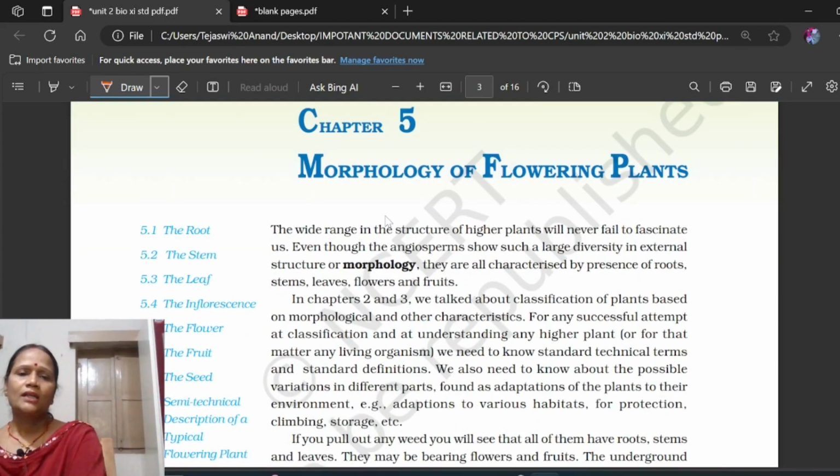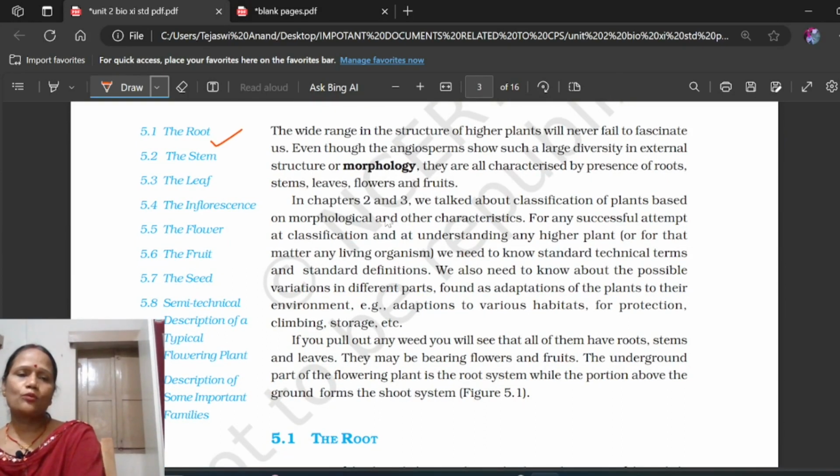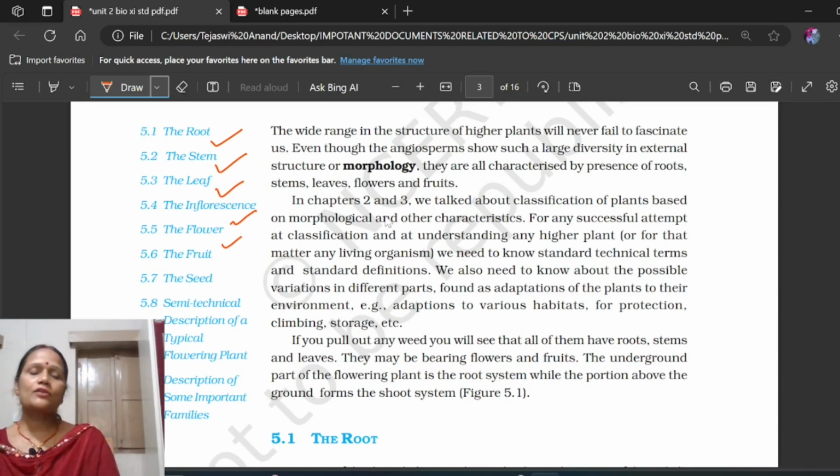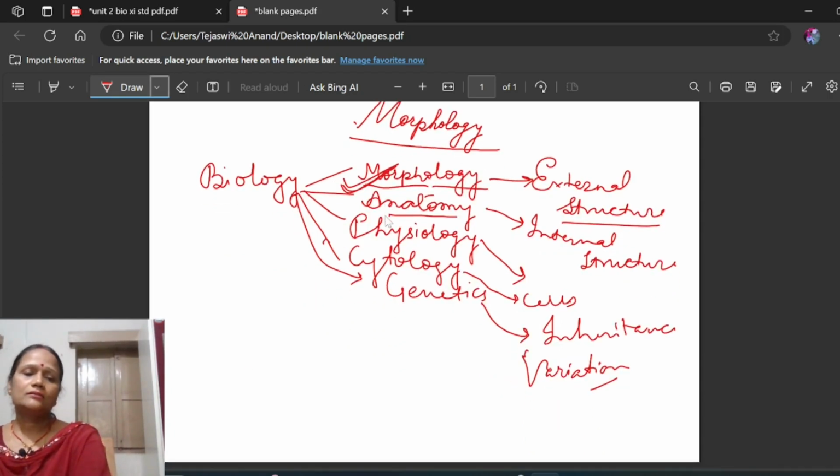Now chapter 5 comes: morphology of flowering plants. Here we can study root, stem, leaf, inflorescence, flower. So first of all, we have to understand what the different parts of a plant are. The most important part of the plant is divided into two parts. If we talk about plants, there are two parts. One is root. The part under the ground is called the root and the part above the ground is called the shoot. Now shoot is again divided into different parts like leaves.